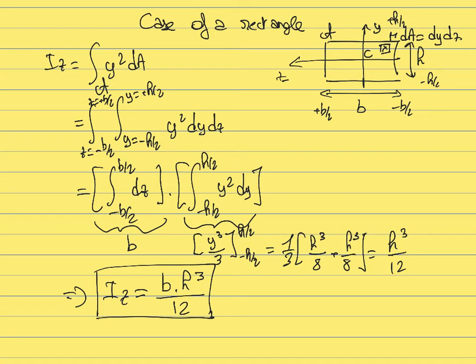If we look at the units of this expression, the base is a length, so that's in meters. Then you have the height to the power 3. The height is also a length, so that's meters to the power 3. So this tells you that the moment of inertia is in meters to the power 4. So the moment of inertia about z, just like the polar moment of inertia, has a unit which is meters to the power 4.